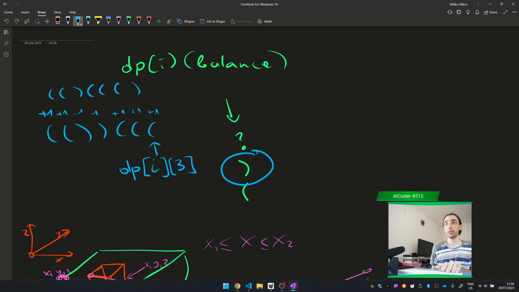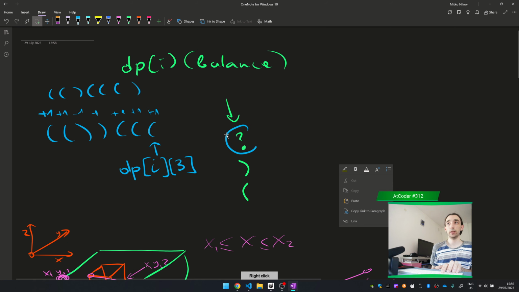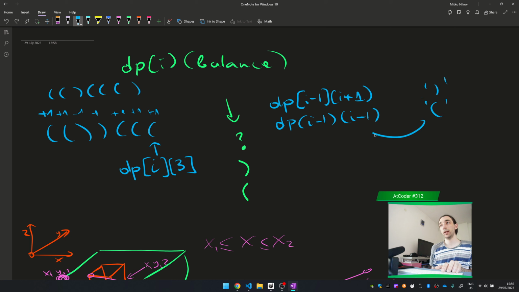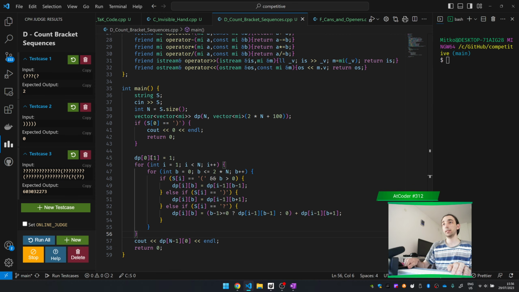And when I receive this or this, the balance only goes up or down. But when I receive the question mark, it gets duplicated from the previous DP with a bigger balance. I can choose to make it smaller, or if I had a smaller balance from the previous DP, I can add this bracket to make the balance bigger. And this is essentially what I'm doing.